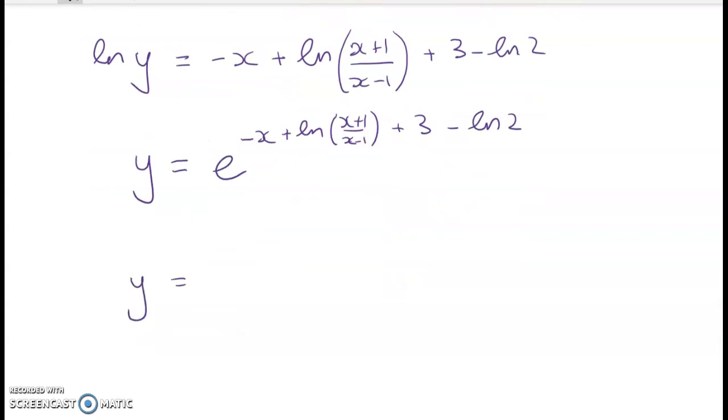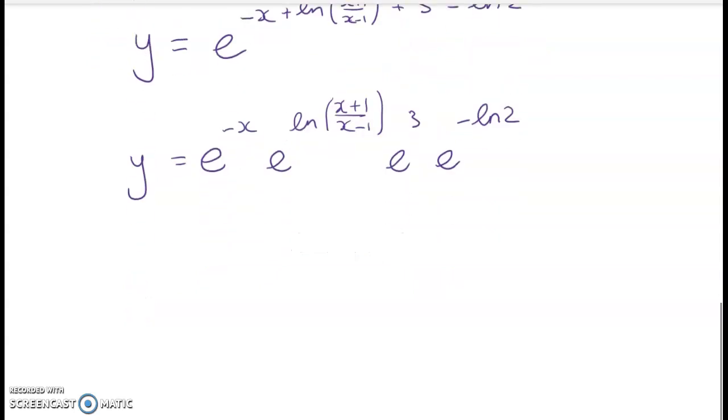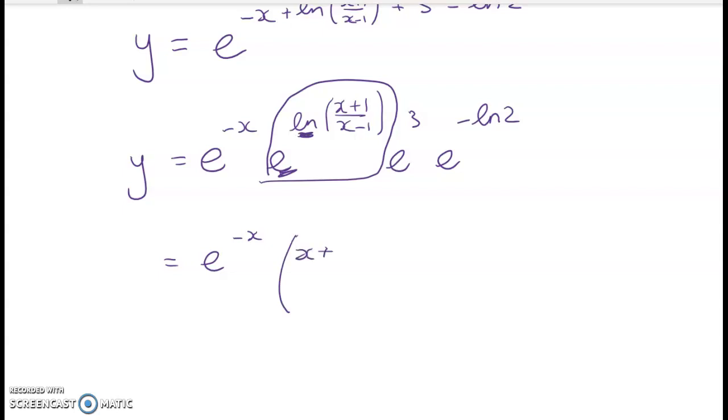So we can break this down as y is equal to e to the -x times e to the natural log of this times e cubed times e to the -ln2. There is so much cool stuff in this question, right? Because this here, the e and the natural log undo each other. They're inverse operations. So here we've got e to the -x times x plus 1 over x minus 1. And here we've got e cubed.